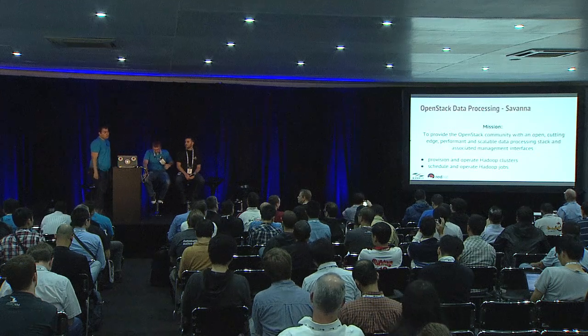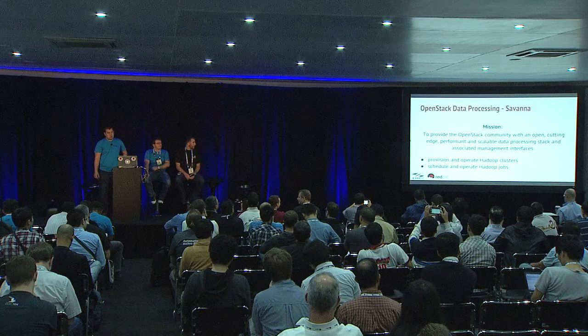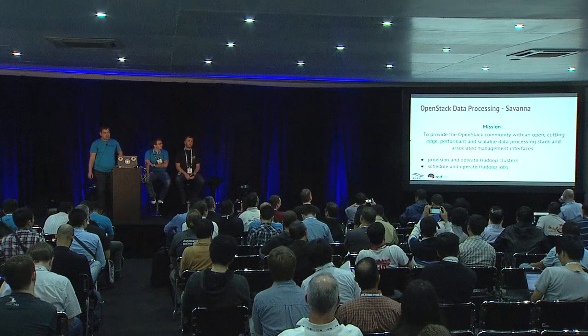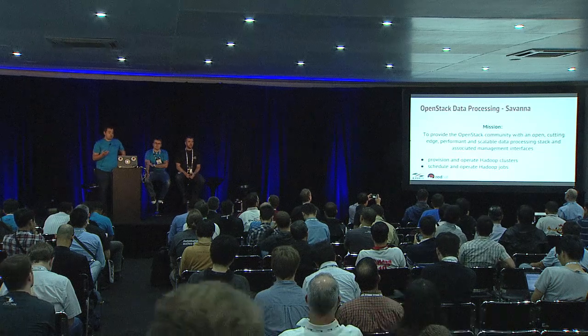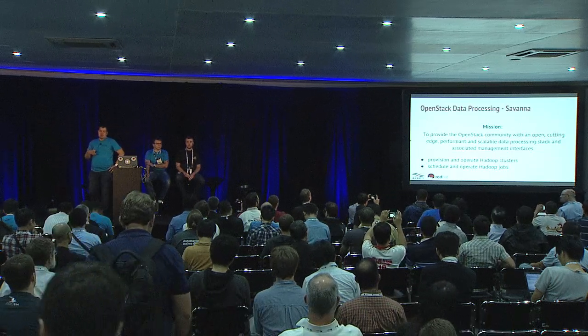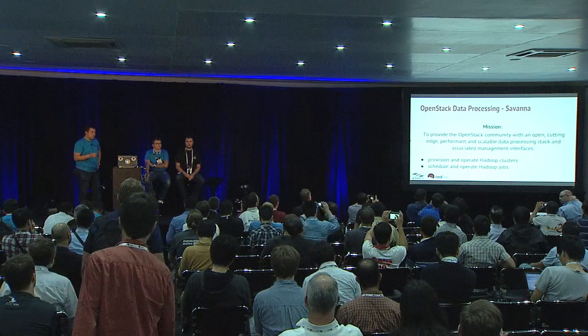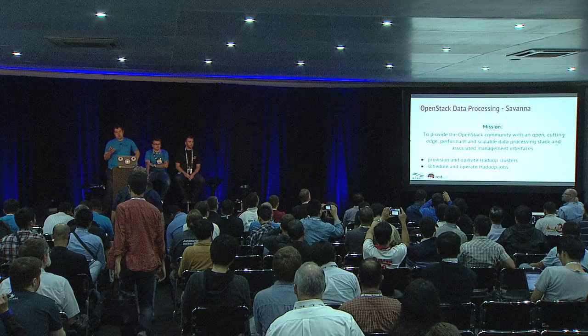So what is Savanna? Savanna is actually a project to bring big data and data processing to OpenStack. And it sits on the operations level. It provides provisioning and operation of Hadoop clusters. And on top of that, as the next layer, it will provide capabilities of scheduling and operating Hadoop jobs.